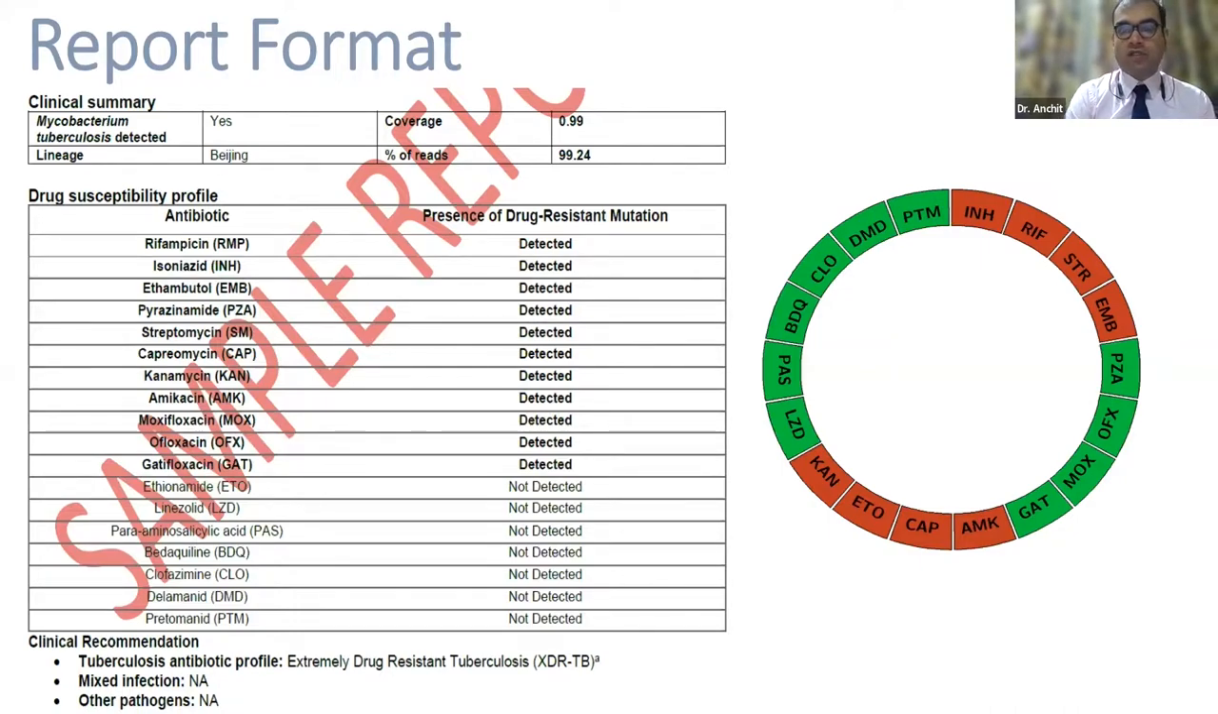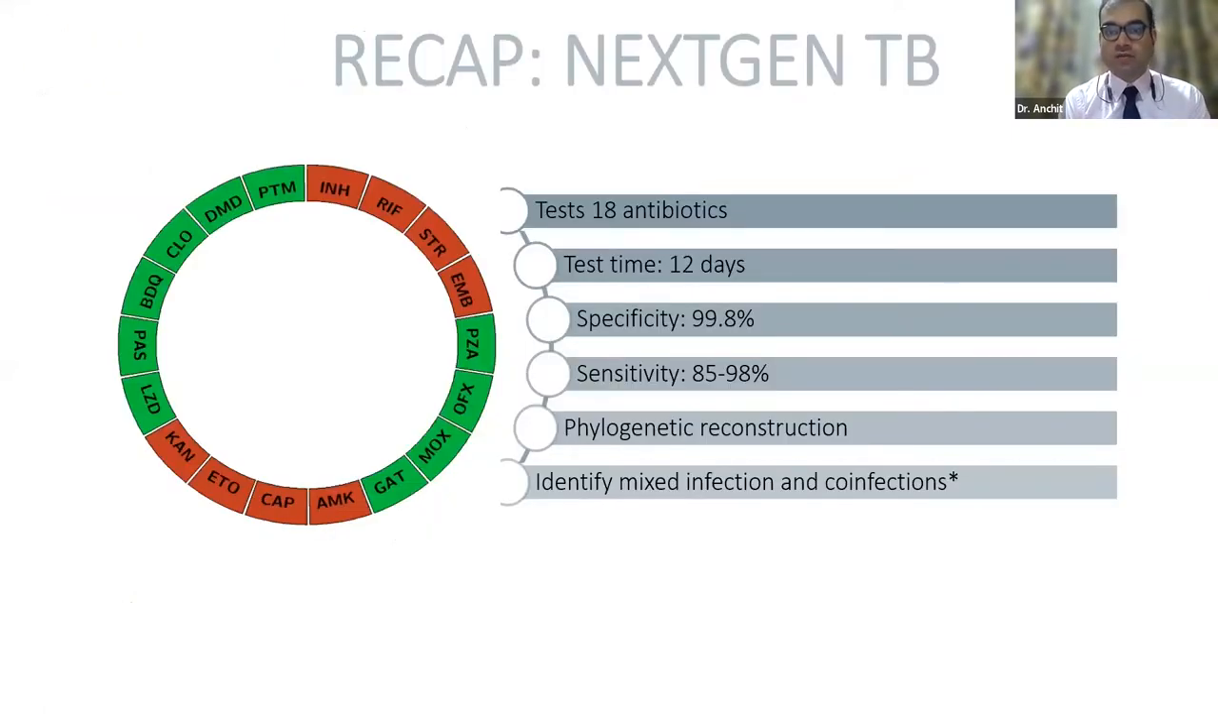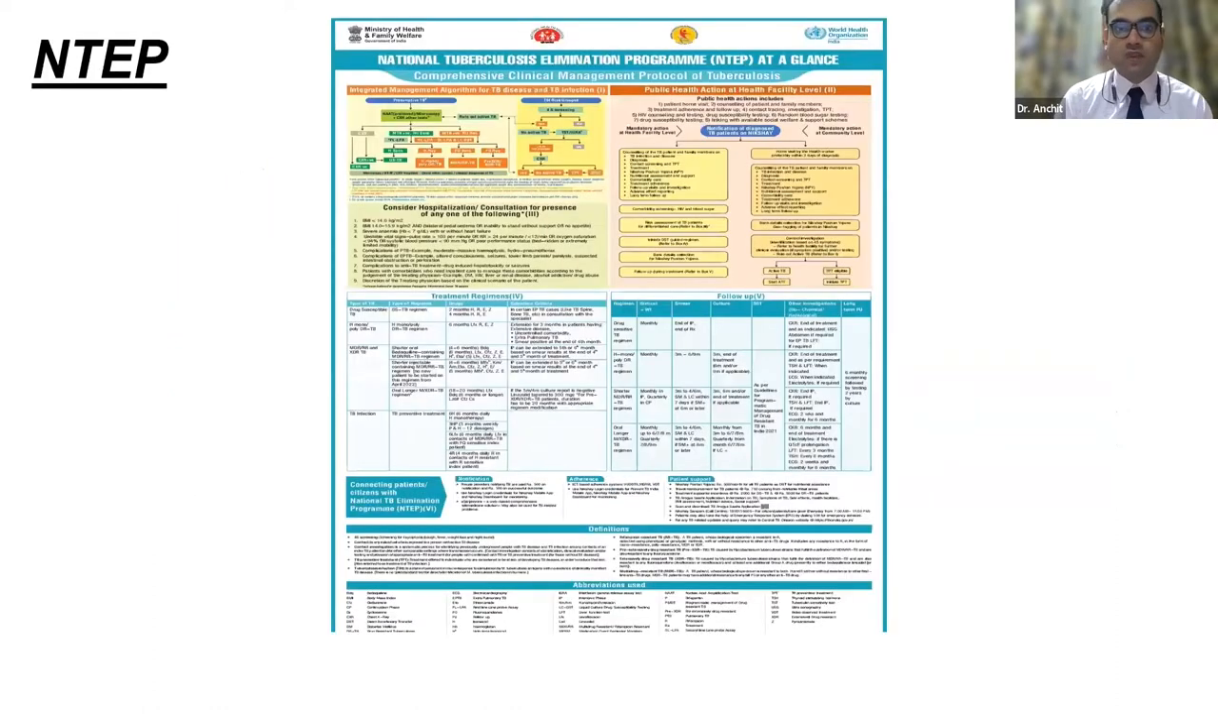So when we are doing whole genome sequencing, the first process is to grow the sample in the traditional manner. And when the sample is grown, then we subject it to whole genome sequencing. So the test time can be around 12 days, the specificity around 99.8%, sensitivity is also around 85 to 98%, and it is able to identify mixed infections and co-infections. And I'm not sure if this is very well visible.